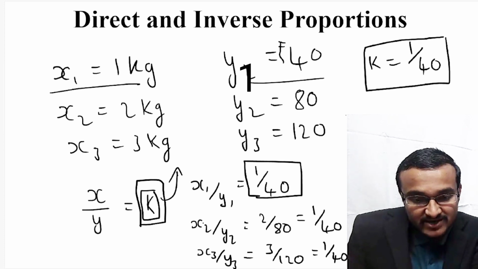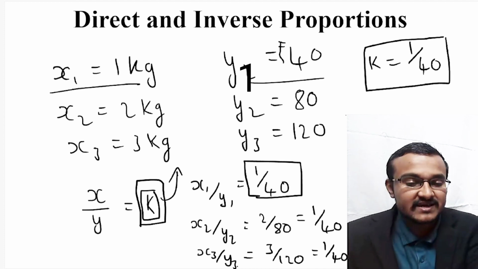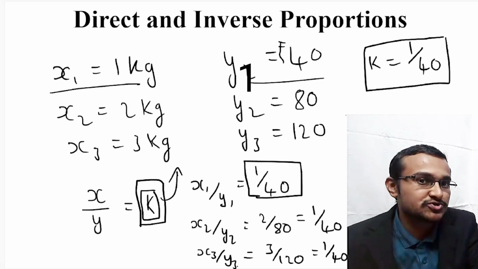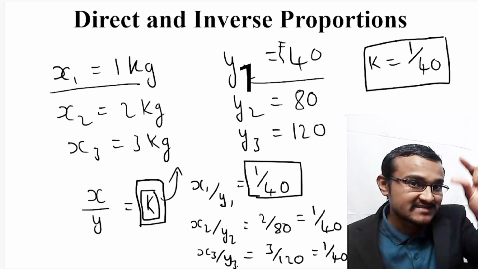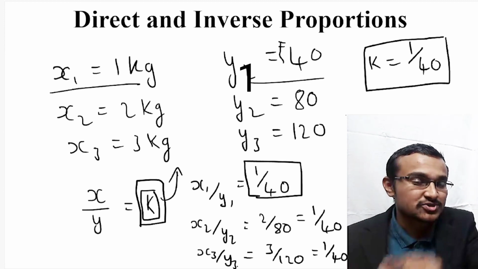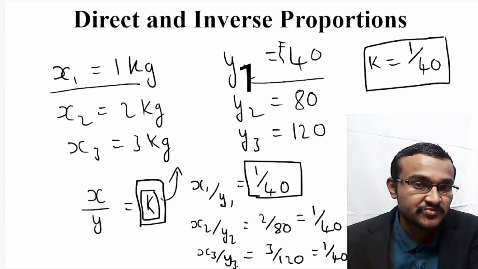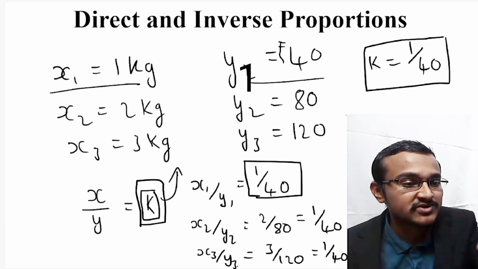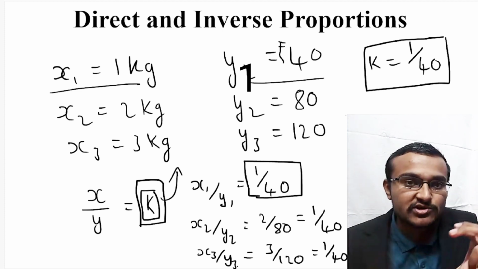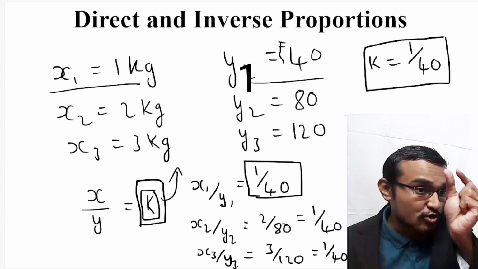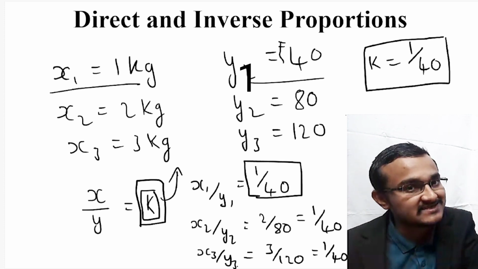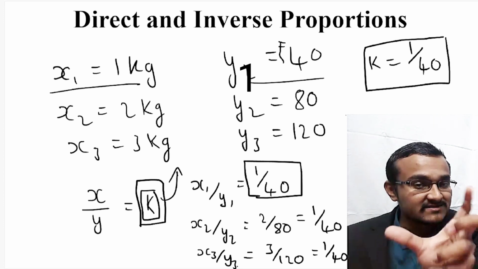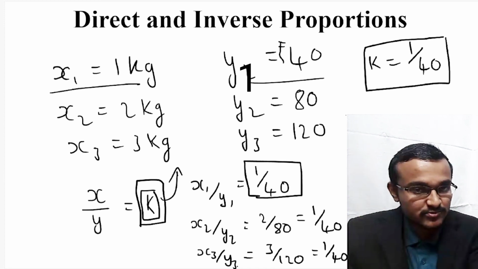So x1 divided by y1, x2 divided by y2, x3 divided by y3, any x values, any y values, when you go on taking corresponding ratios of x and y values, you get the same proportionality constant. That's why it is known as a constant, which is not changing. Even when you substitute x1, y1, x2 and y2, or x3 and y3, whenever you take ratios of different x and y values, the 1 by 40 value is not changing. So that number is known as a constant, linking the x and y values. That's why it is known as the proportionality constant.